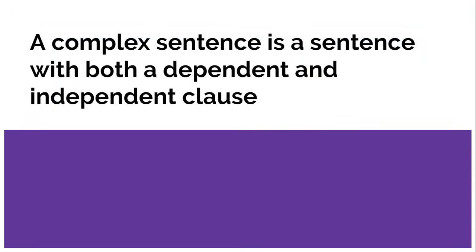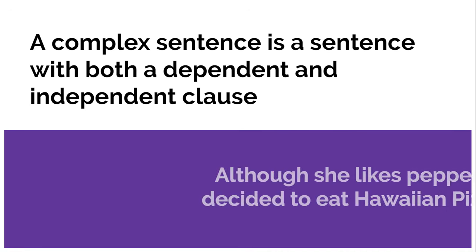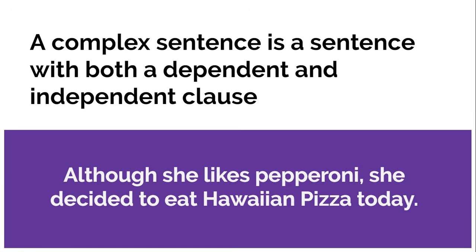So let's go back to this definition from before. A complex sentence is a sentence with both a dependent and independent clause, okay? Although she likes pepperoni, she decided to eat Hawaiian pizza today, okay? So our dependent clause is although she likes pepperoni, and our independent clause is she decided to eat Hawaiian pizza today. This is a complex sentence because it has both.